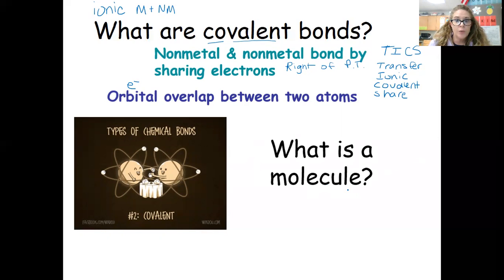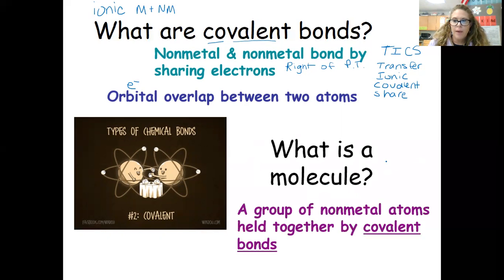Now, what is a molecule? A molecule is a group of nonmetal atoms that are held together by covalent bonds. We use the word compound when we are referring to ionic substances. We use the word molecule when we talk about covalently bonded substances, right? So water, for example, we say it's a molecule of water because we have oxygen, which is a nonmetal, and hydrogen, which is another nonmetal. So we have two nonmetals, covalent bond.